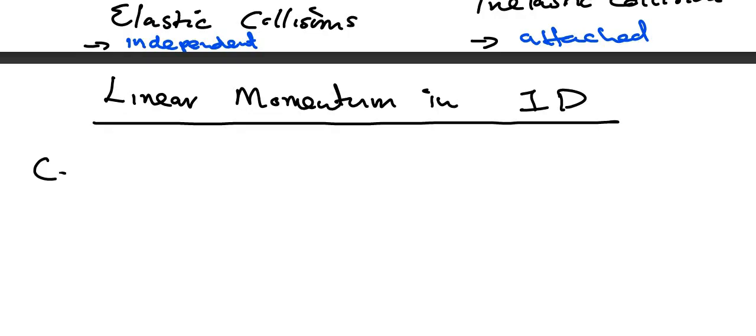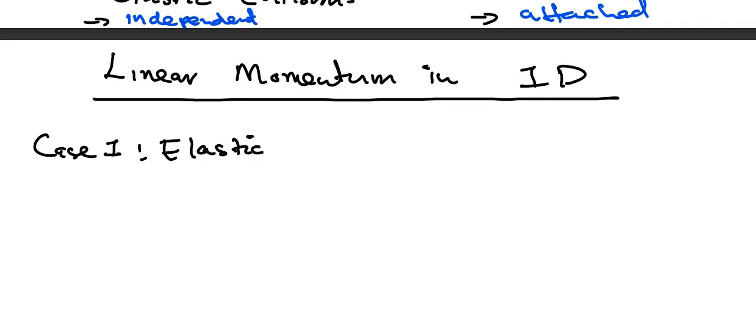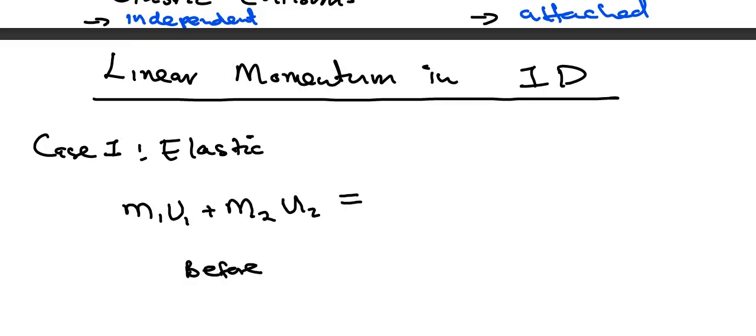So in 1 dimension, we have case 1 where this is elastic. We are going to be assuming 2 things colliding. Let's say object 1 has the initial velocity u1, then object 2 has the initial velocity u2. This is before they collide, so this is moving with that velocity, and that's the momentum of the second object.